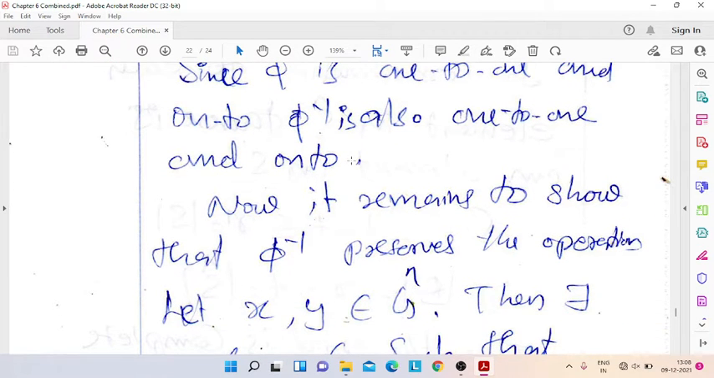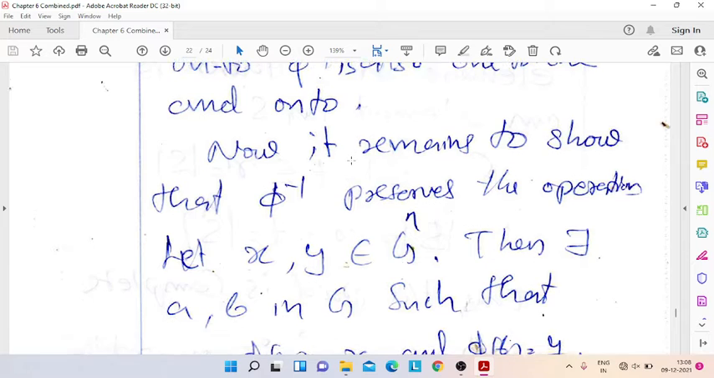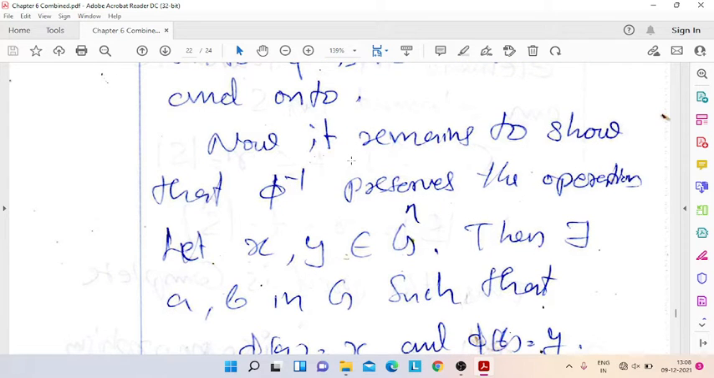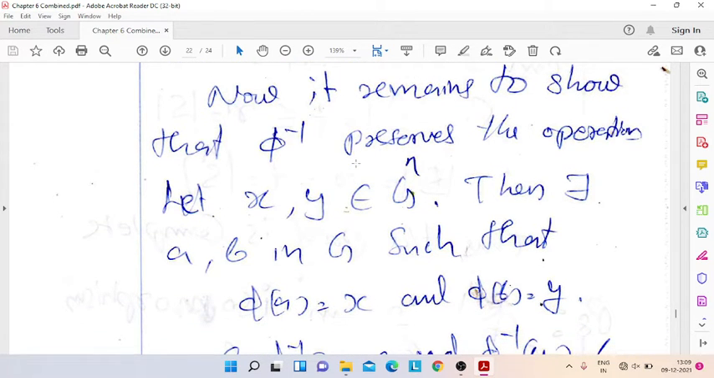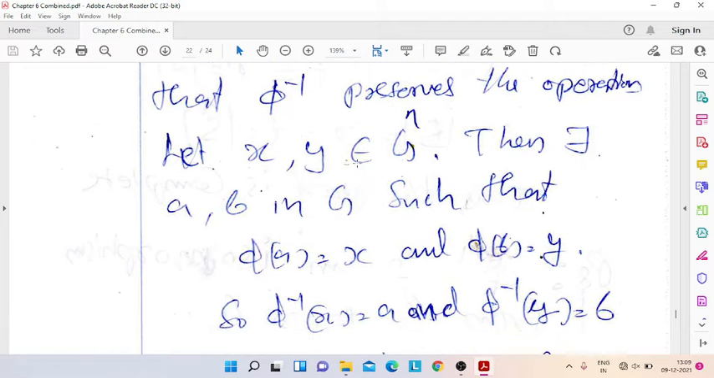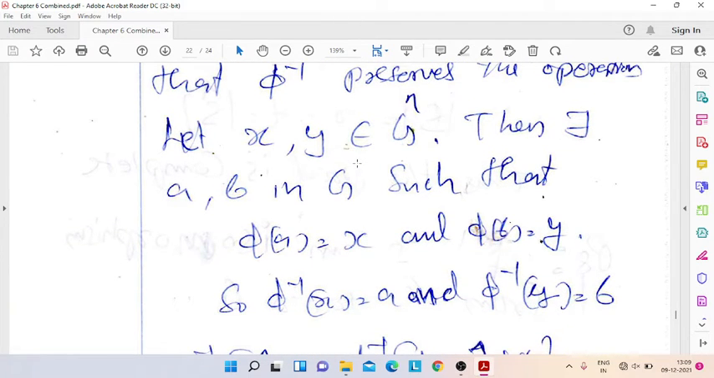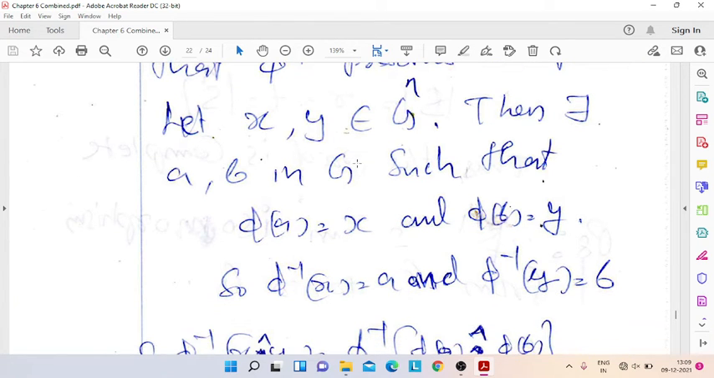Now it remains to show that phi inverse preserves the operation. That's the third property for proving that a given function from a group to another group is an isomorphism. So we want to show that phi inverse preserves the operation. So let x and y be two elements of G cap.